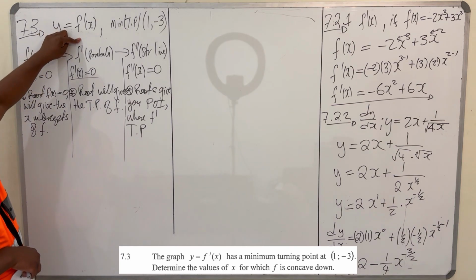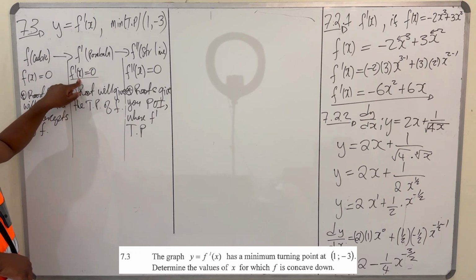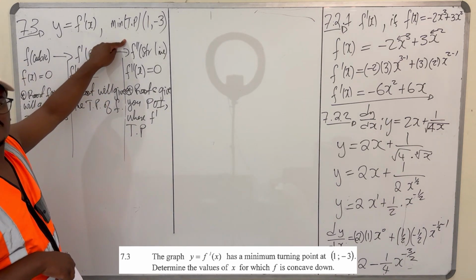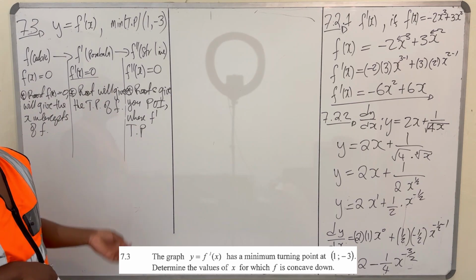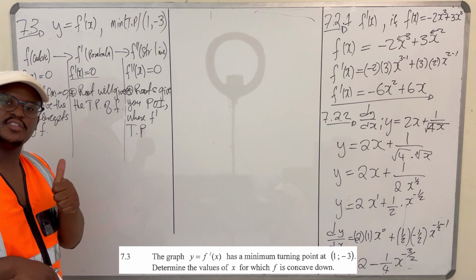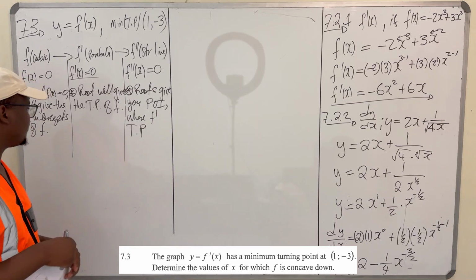If you want the second derivative, equate it to 0, find the roots. The roots that you'll be getting here will be telling you the x-coordinates of the turning points of the original function. Problem. The second derivative, you equate it to 0 and solve for x. The x-coordinate that you'll be getting will be that of the point of inflection, where your graph changes concavity.